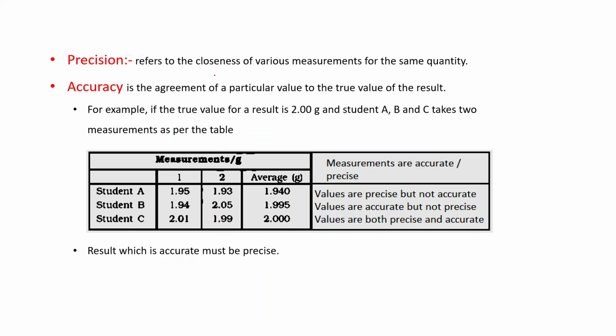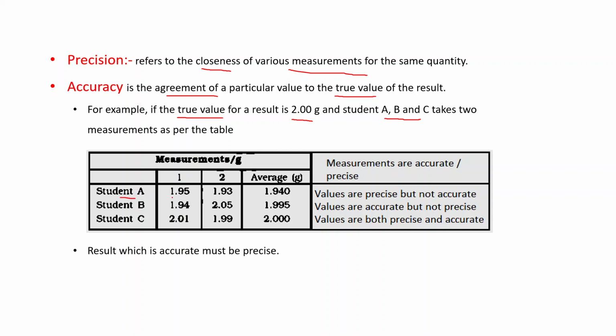Precision refers to closeness of various measurements for the same quantity. Closeness. Okay. Now, what is accuracy? This is the agreement of a particular value to the true value. With the help of one example, we will try to explain it. For example, if the true value for a result is 2.00 gram, and 3 students are asked to perform that measurement, and each student performed the measurement twice, that is 2 times.